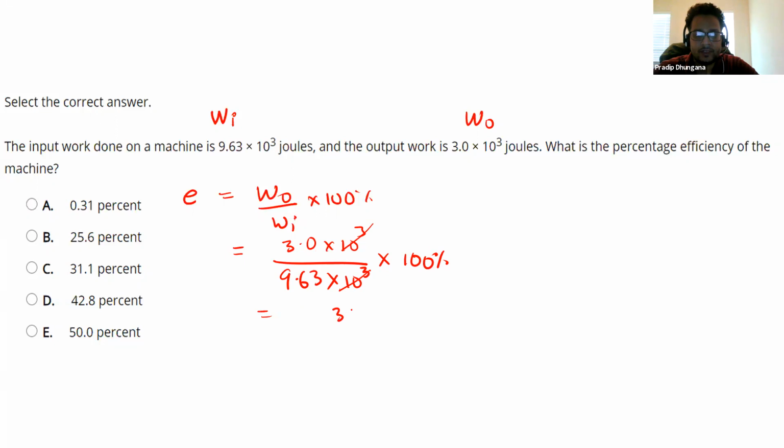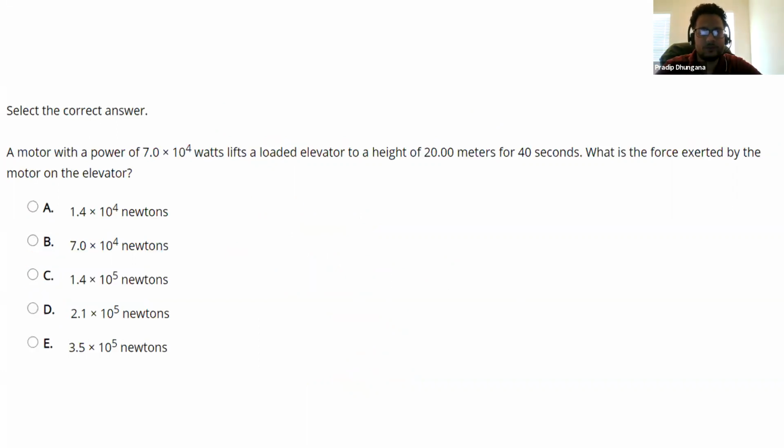So it becomes 300 over 9.63%. Use a calculator and calculate that value, you'll get around 31.1%. So the correct choice is C. The efficiency of the machine is 31.1%. For this problem, we just use the definition of efficiency. Now let's move on.